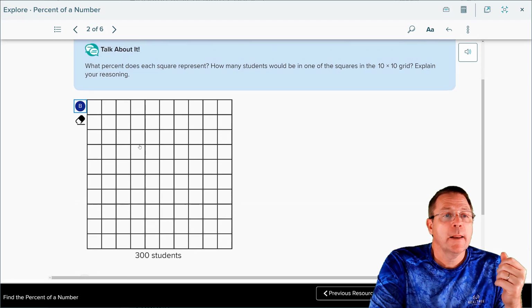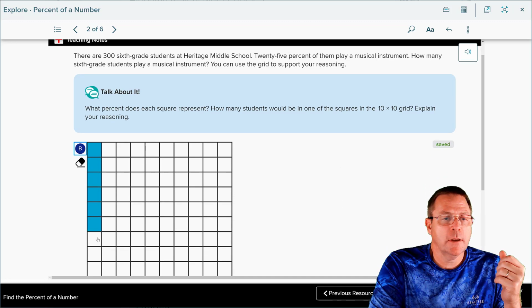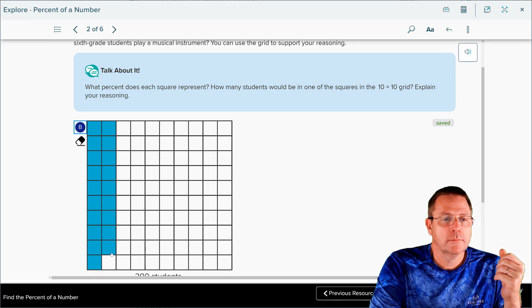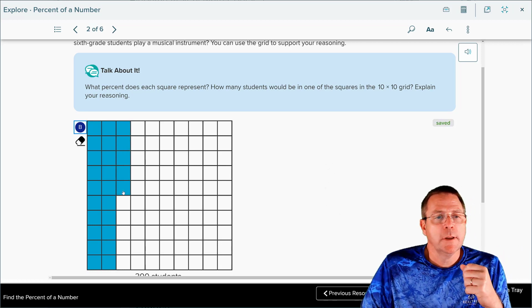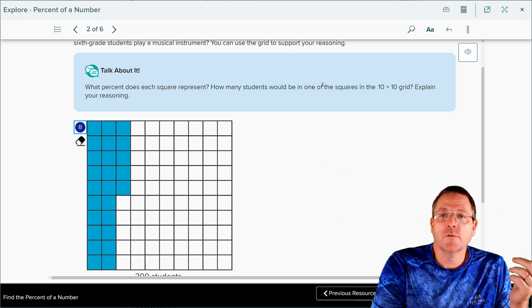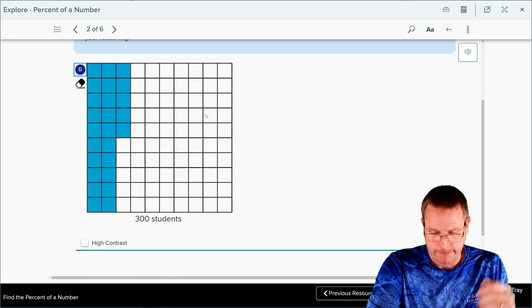So with that, I guess we need to bubble in 25%. They didn't really say to, but let's go ahead and bubble it in. And when we do, there's my 25% all bubbled in. And of course, how many students are going to be on that? Yeah, we'll answer that. Let's keep moving here.